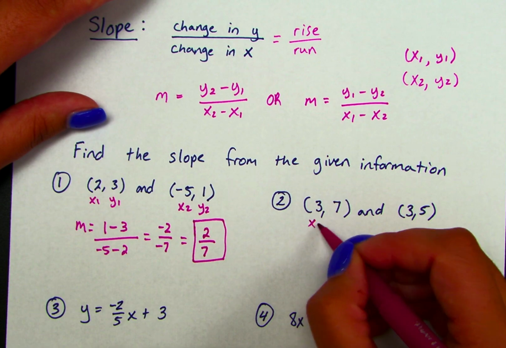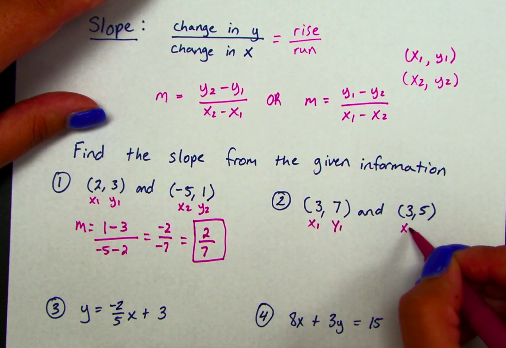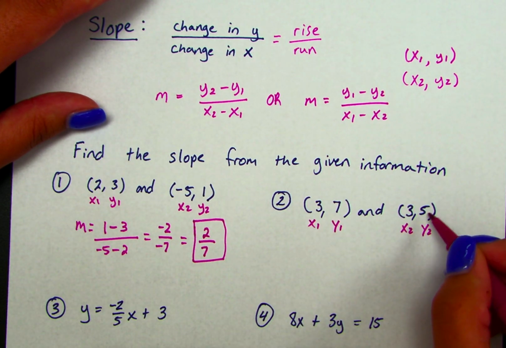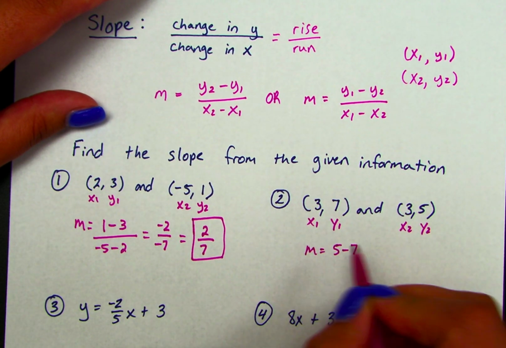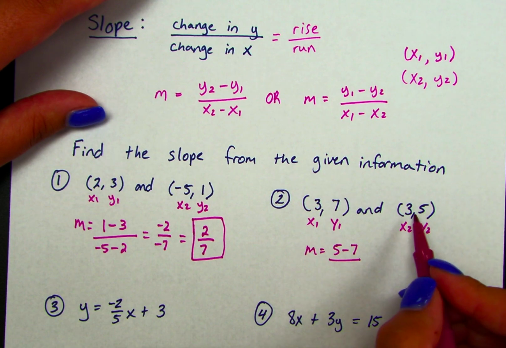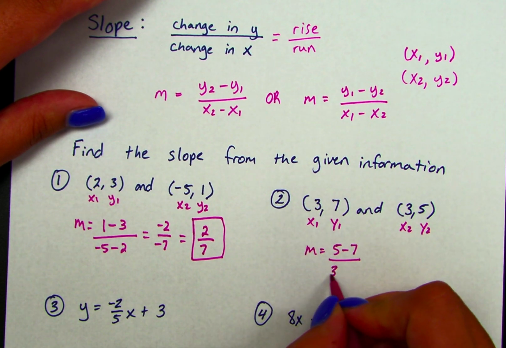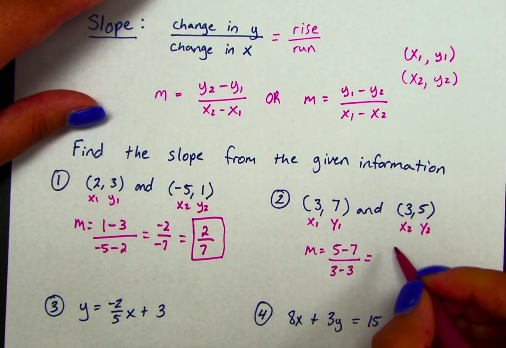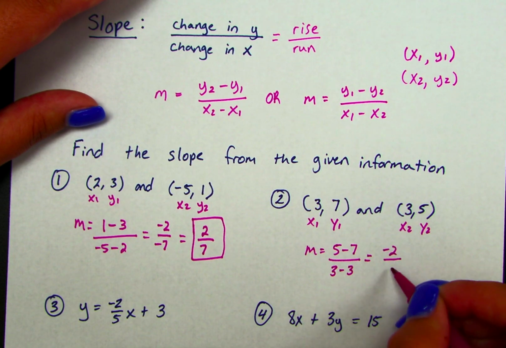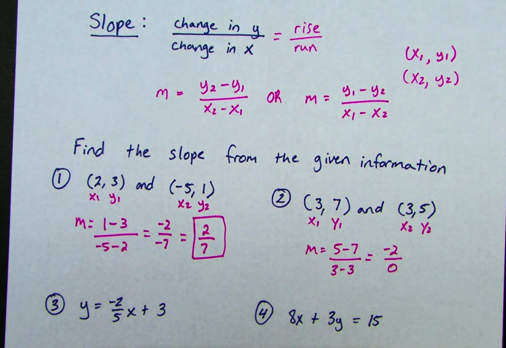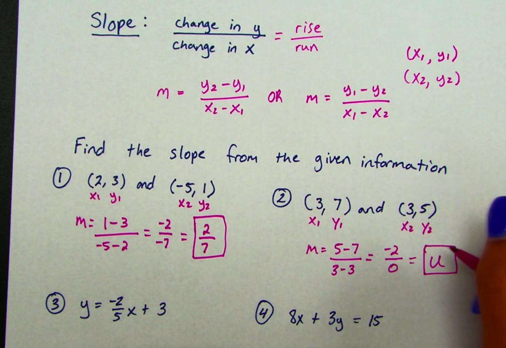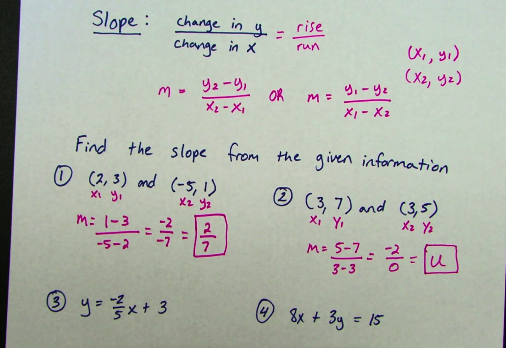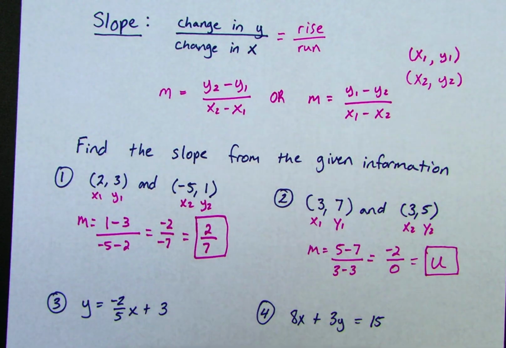All right, so again, x1, y1, x2, y2. So we're going to take 5 minus 7. So it's always the y's on top. And then 3 minus 3. So this will be negative 2 over 0. Anytime we divide by 0, that's not allowed. So this is going to be undefined. Now, if the 0's on the top, that's okay. Then our slope would just be 0.